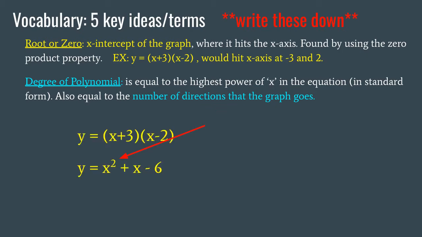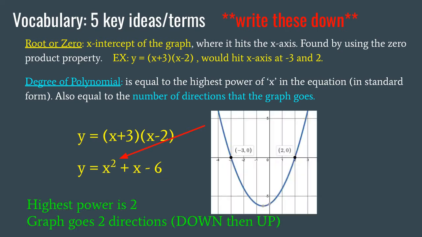So we already did this problem before. We had this times this in factored form, which made this in standard form. Well, that right there is the highest power of x, that 2, because if you multiply these 2 binomials together, they make an x squared term. That 2 becomes the highest power. The power that's on this x is 1, and this would be like x to the 0 power, but there really is no x here anyways. So the highest power being 2 means that the graph has 2 directions.